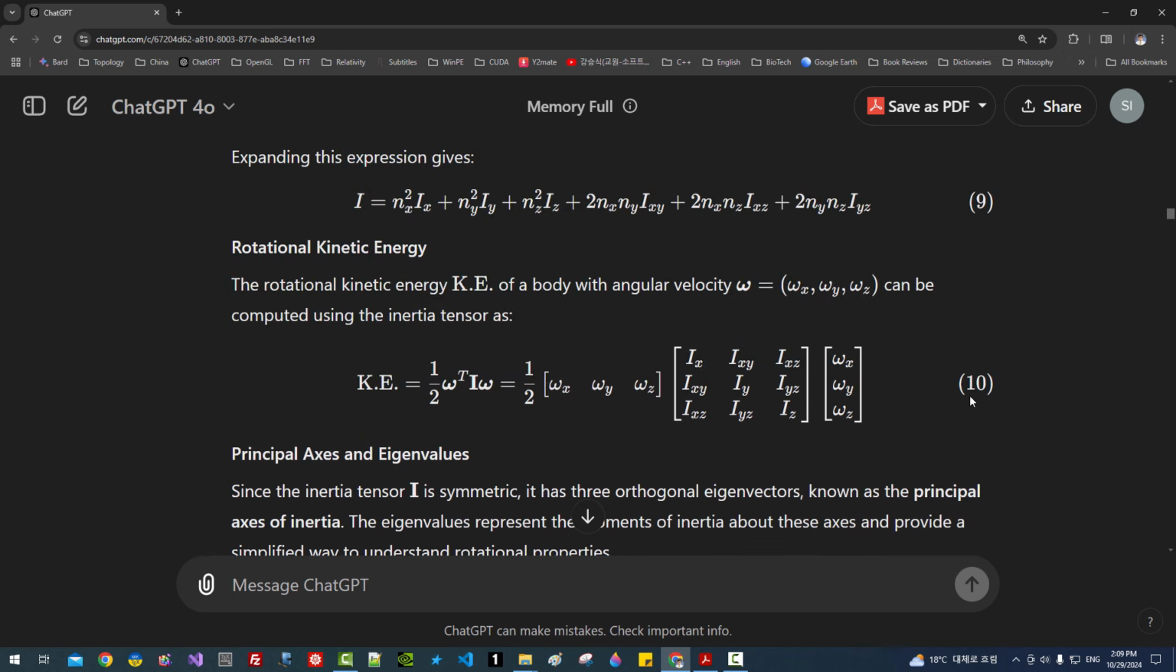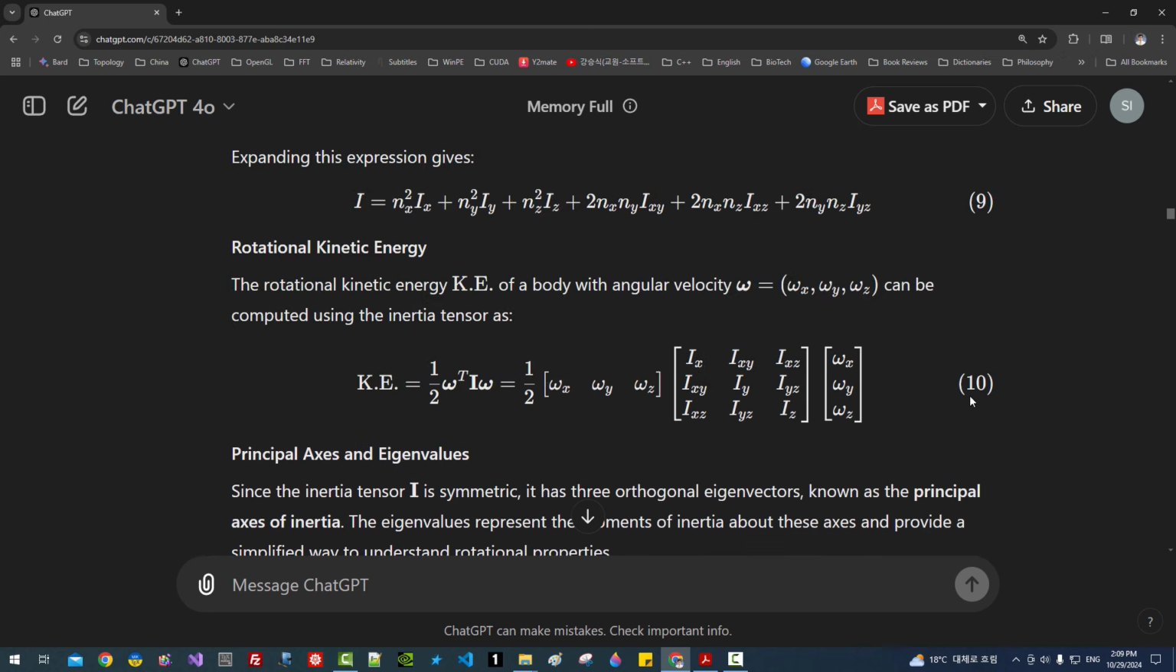4. Effective moment of inertia calculation. The formula for I combines the contributions from each principal moment of inertia and each product of inertia, weighted by the direction cosines. The terms nx squared Ix, ny squared Iy, and nz squared Iz represent the contributions of the moments of inertia about the x, y, and z axes along the rotation axis. The terms 2 nx ny Ixy, 2 nx nz Ixz, and 2 ny nz Iyz represent the contributions from the products of inertia. These terms account for the cross-influence of the mass distribution in planes like xy, xz, and yz on the moment of inertia about the chosen axis.